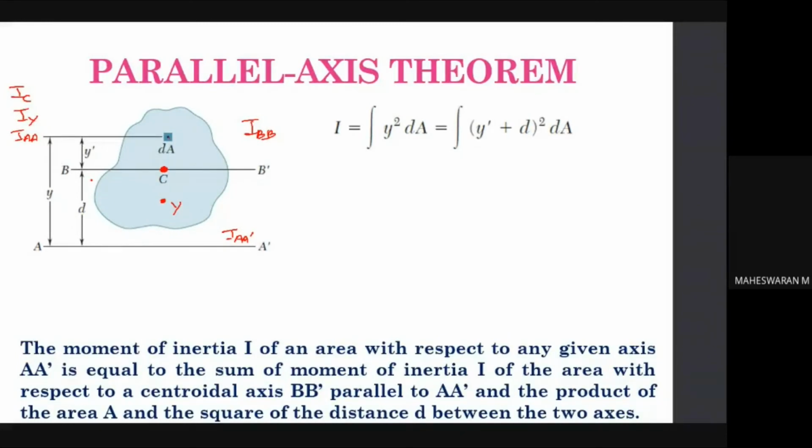Integral Y square dA, I can write as integral of (Y dash plus d) the whole square dA, because I'm shifting it. You know that it is like (A plus B) the whole square, which gives A square plus 2AB plus B square. Same I'm writing here: integral Y dash square dA plus 2d integral Y dash dA plus d square integral dA. This is what I am getting as terms.